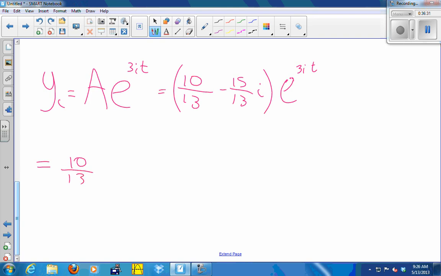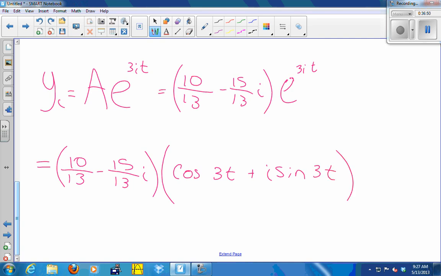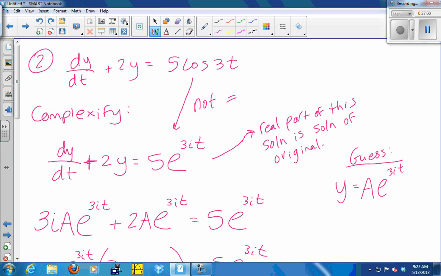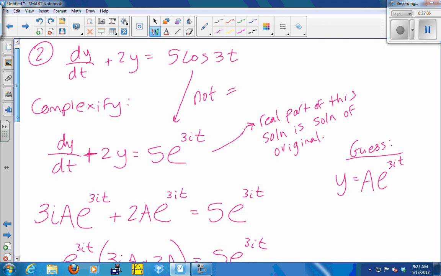So I'm going to have 10 13ths minus 15 13ths i. And then I'm going to rewrite e to the 3it using Euler's formula. So it's going to be cosine 3t plus i sine 3t. Yeah, that was part of the forcing function, but my guess was I don't know what coefficient's going to make it equal that. So that was the a.